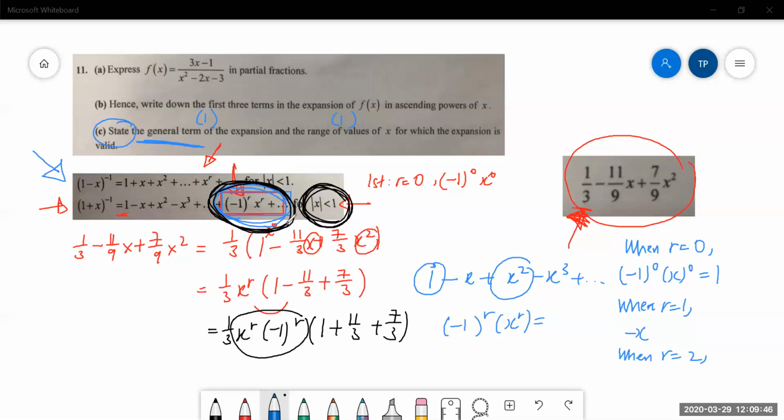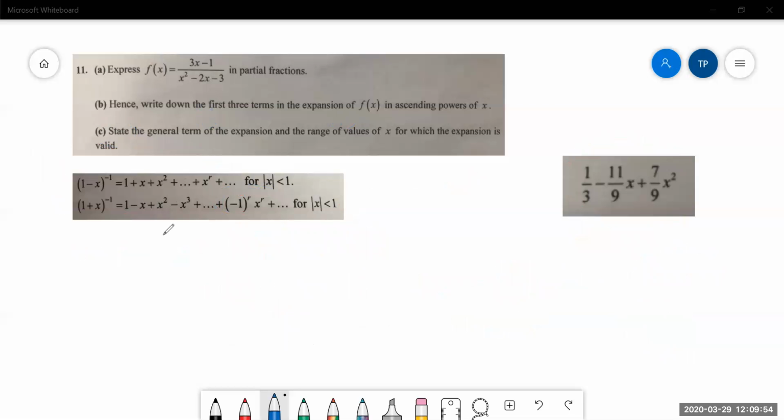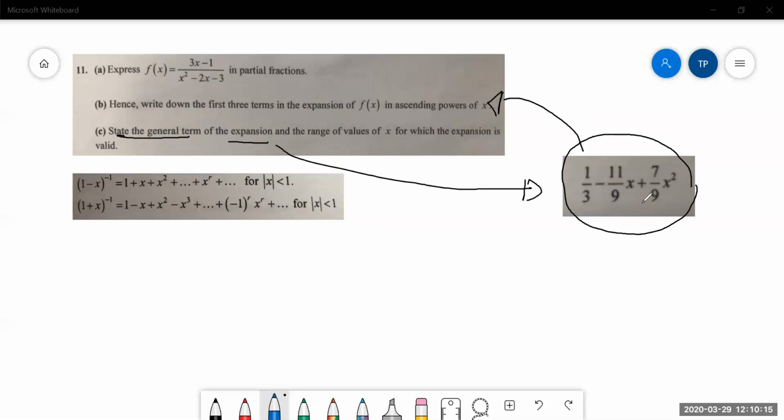Wait, how is that related to this? Okay, let me repeat. Firstly, this is our result from part B. They ask us to state the general term of the expansion. What is the expansion? This is the expansion. This is the expanded polynomial. Make sense? From this polynomial, we are supposed to state the general term.